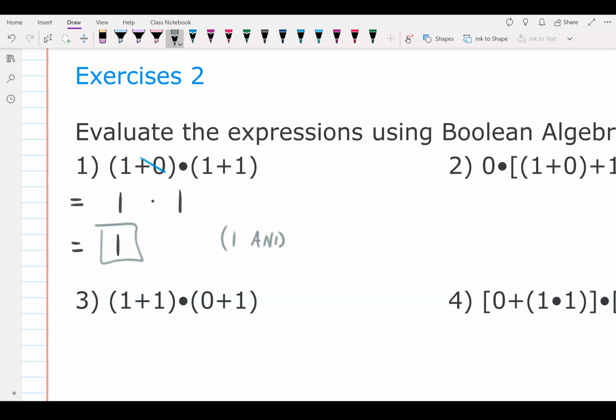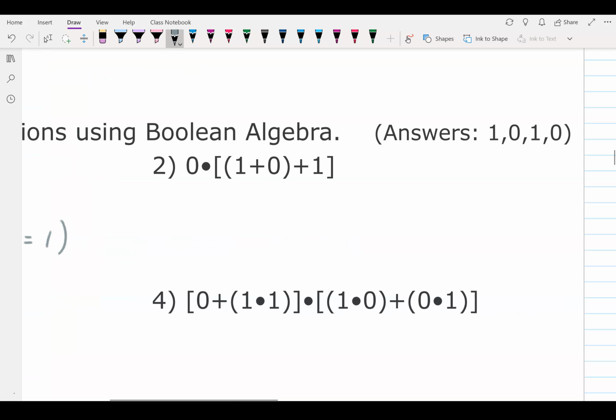1 and 1 gives a value of 1. This might be something you want to keep in mind, how it works. Question 2. Let's see, we have an entire bracket being ANDed with a 0. Right away, if you see that that 0 is there, this whole thing gets destroyed.